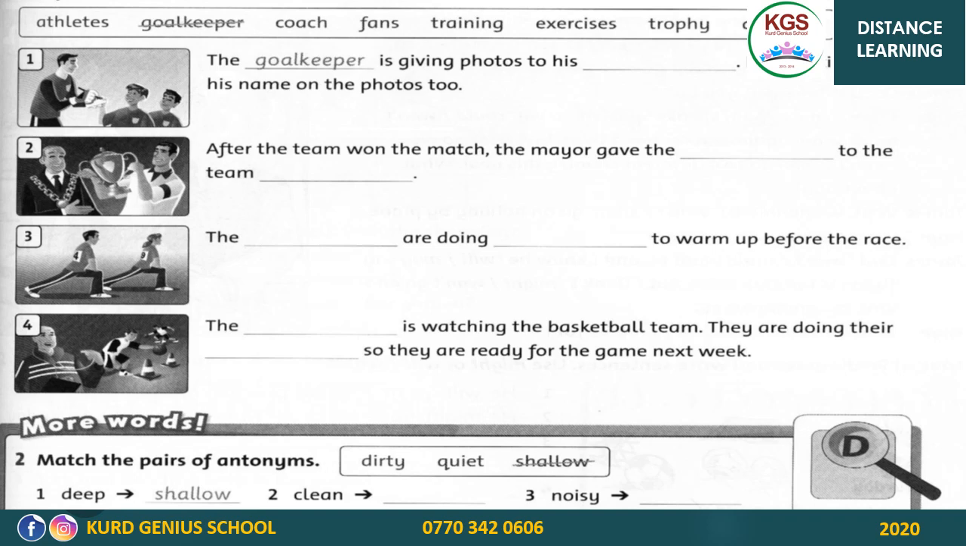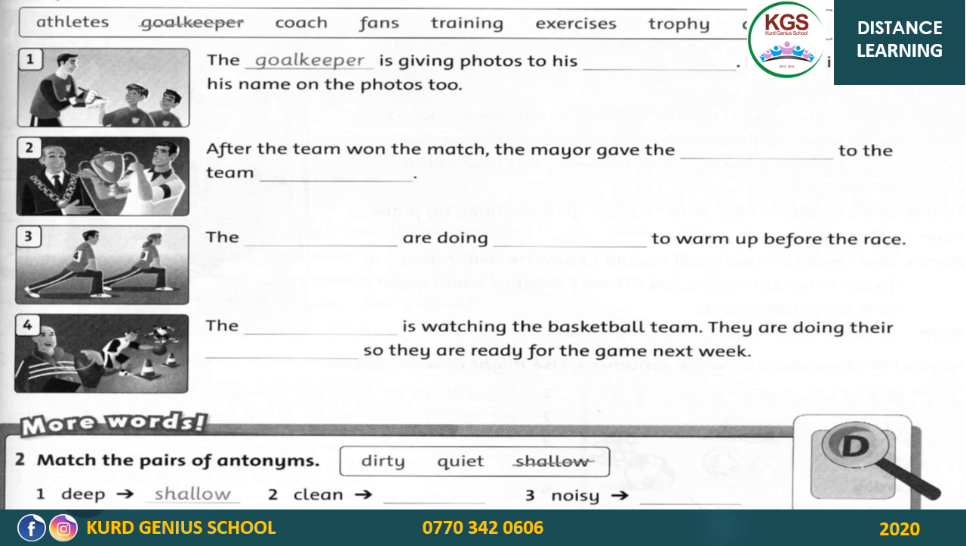Next, after the team won the match, the mayor gave the trophy to the team captain. Next up, the athletes are doing exercises to warm up before the race. Next up, number 4, the coach is watching the basketball team. They are doing their training so they are ready for the game next week. Okay, that was it for that exercise.